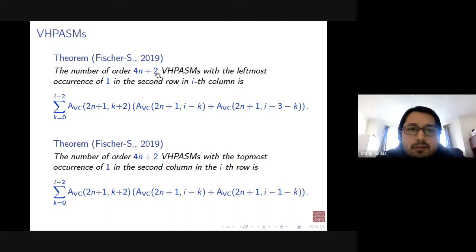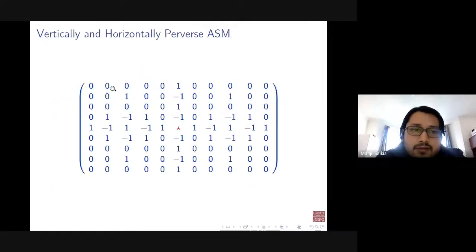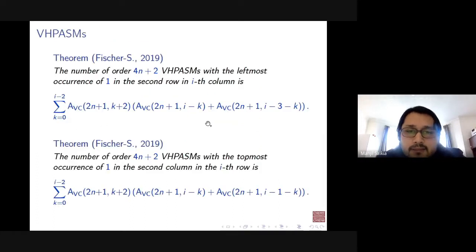So by order 4n plus 2, I just take, so if the number of columns is 4n plus 3 and the number of rows is 4n plus 1, then I say that this whole matrix is of order 4n plus 2. Anyway, there is a simple formula which is now a sum over the quantities that were found by Razumov and Stroganov. So these are basically the refined enumeration quantities for the vertically symmetric ASM, where the refinement is in terms of columns now.